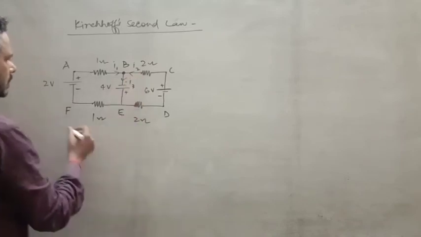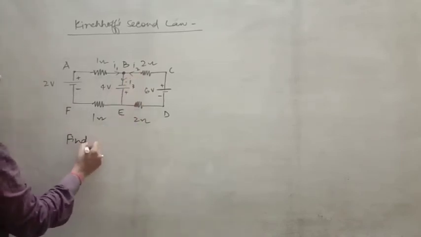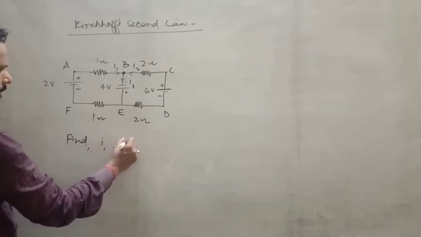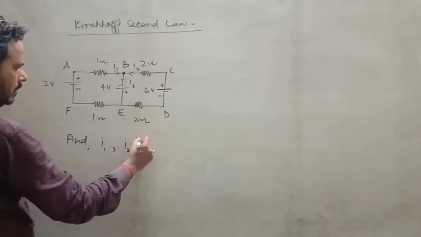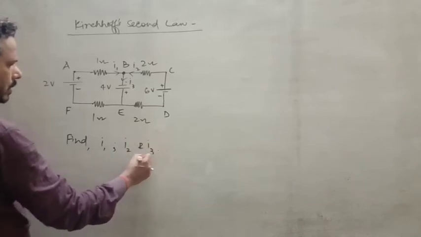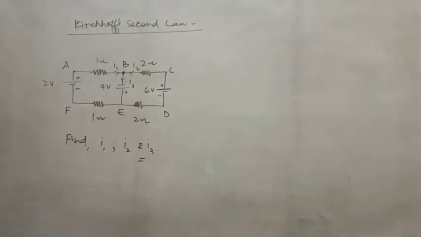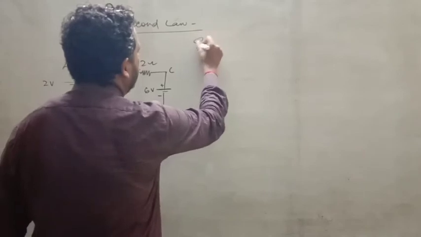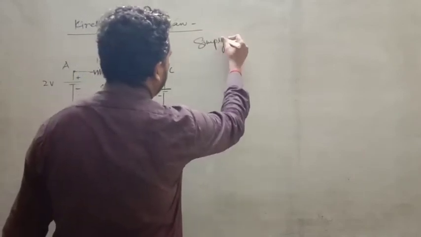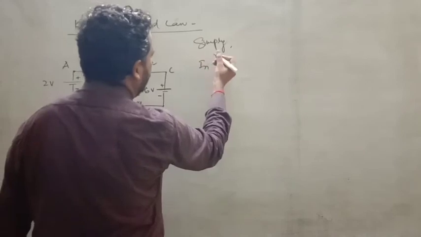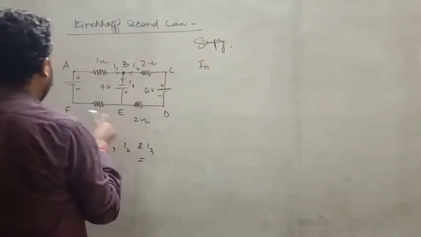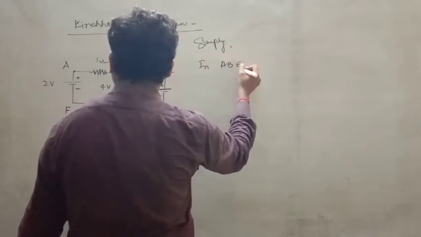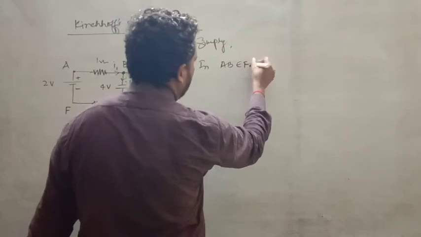Okay, so what we have to do? Find I1, I2 and I3. Suppose you have to find this one. Alright, so simply you take in loop A, B, E, F, A. You have to take this loop.